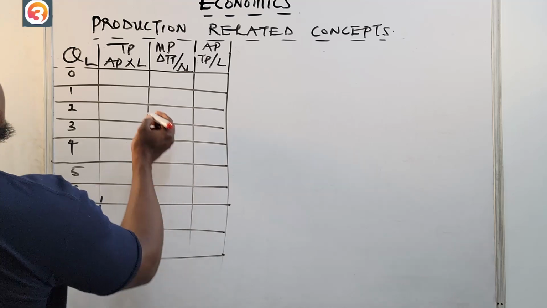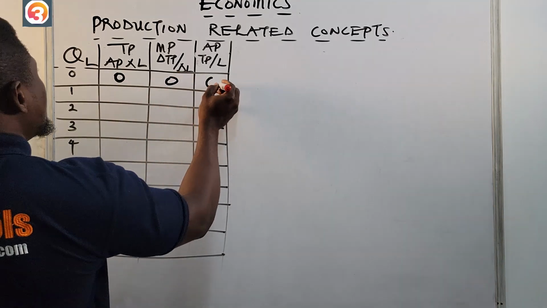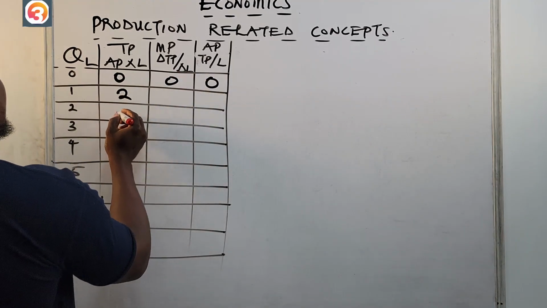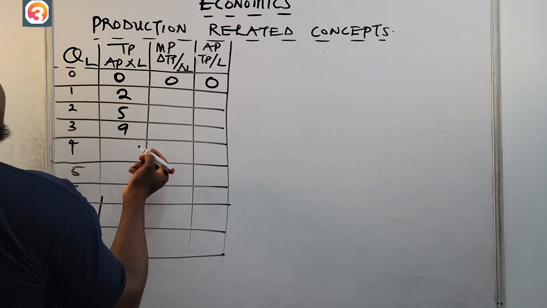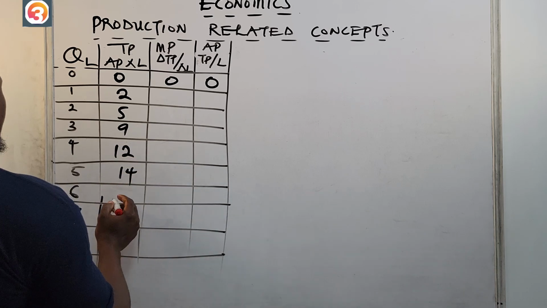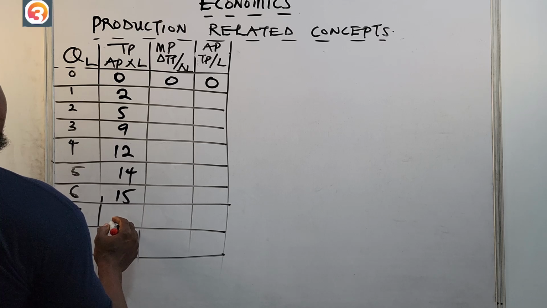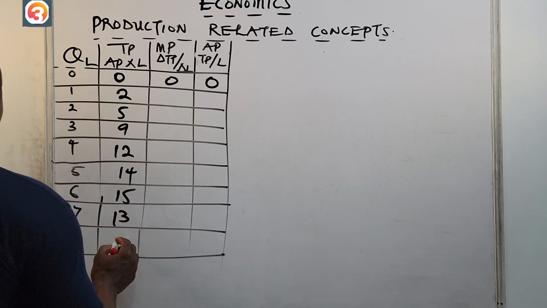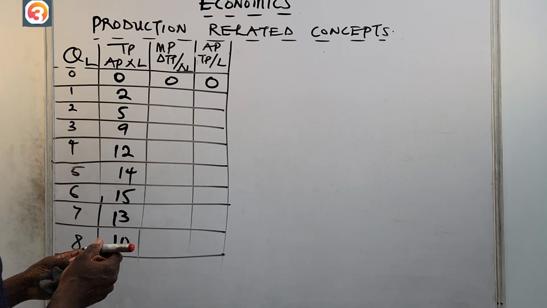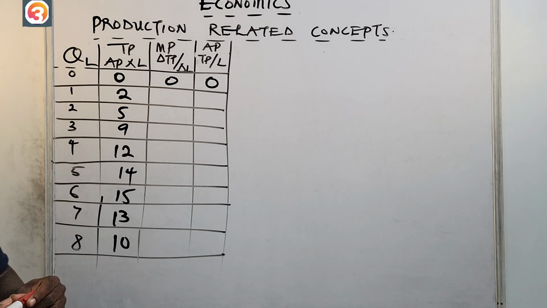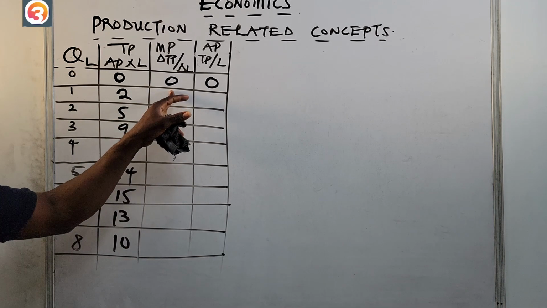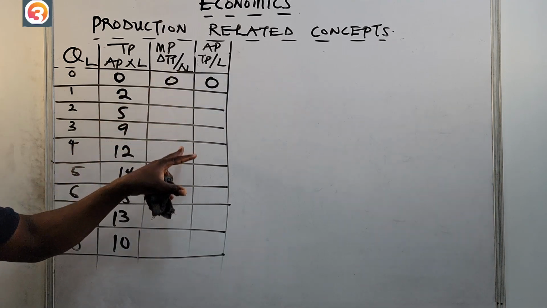So let's say at the first level it will be 0. Then let's say we have 2, 5, 9, 12, 14, 15, 15, and then 13 and 10. Okay, so let us use these values to run. Now we can fill our missing boxes.